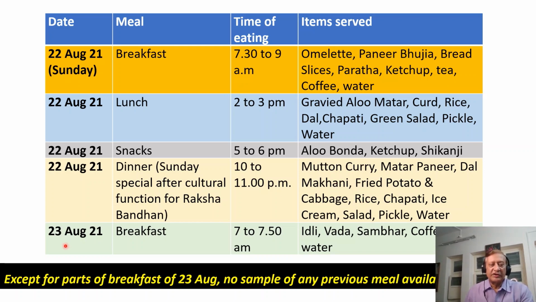And on 23rd August 21, the day the epidemic started, breakfast was held between 7 and 7:50 a.m. because the students have to go to classes by 8 o'clock. The menu during breakfast consisted of idli, vada, sambar, coffee, and water. At 7:50 the breakfast finished, and at 8 a.m. we had the first case. Unfortunately, as usually happens, except for the remains of breakfast of 23rd August, no sample of any other previous meal was available for testing.